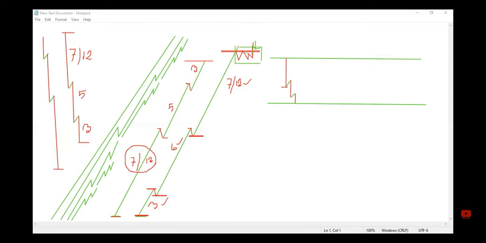So at that time this area acts as a connective area. This area connects this market and this market. That's why this type of ranging situation will act as a connective wave. This is called connective, not a corrective. Corrective is this one. Impulsive, this one. Corrective, this one. Connective, this one.